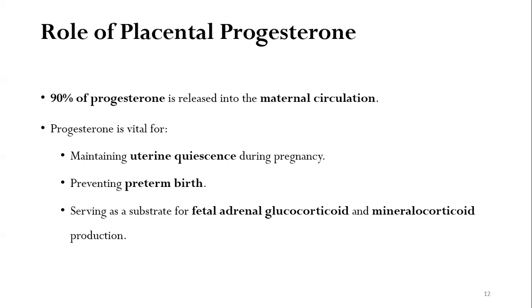Now, what is the role of placental progesterone? 90% of progesterone is released into the maternal circulation. Progesterone is vital for maintaining uterine quiescence during pregnancy. Basically, it is the hormone which supports the pregnancy. It prevents preterm birth. Progesterone actually helps in preventing miscarriages and preterm birth. And progesterone also serves as a substrate for the fetal adrenal glucocorticoid and mineralocorticoid production.